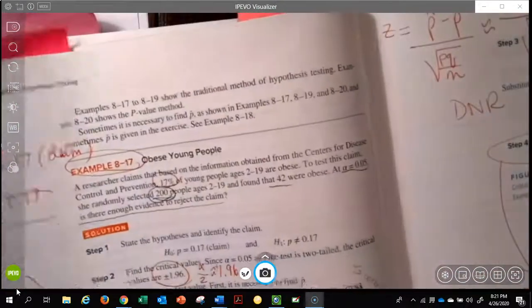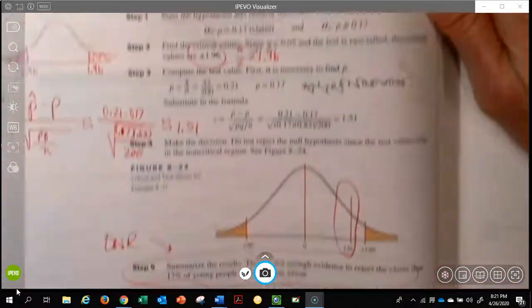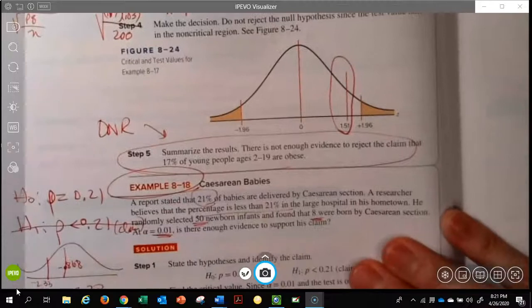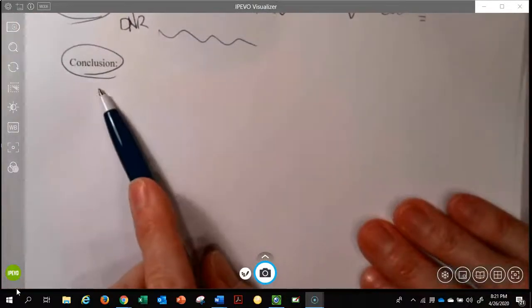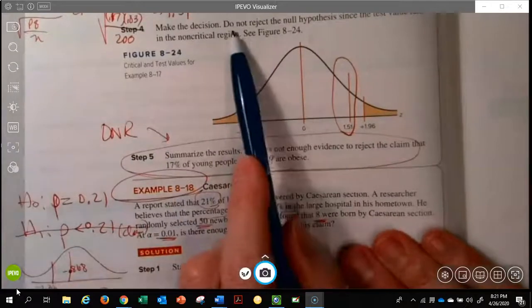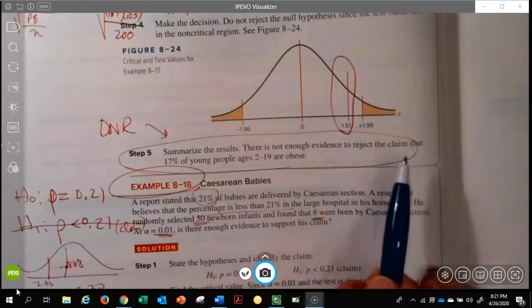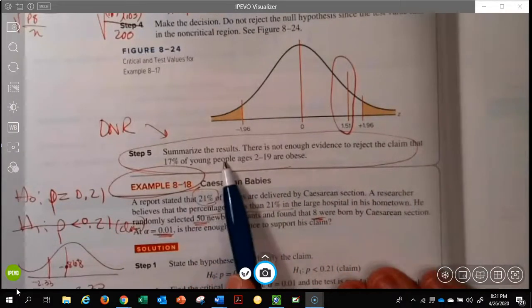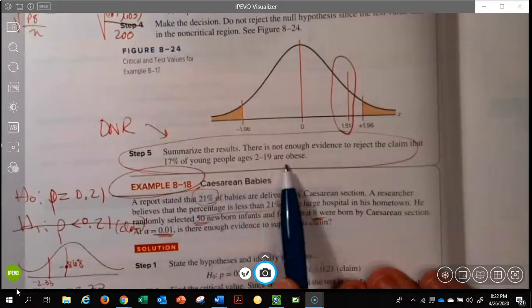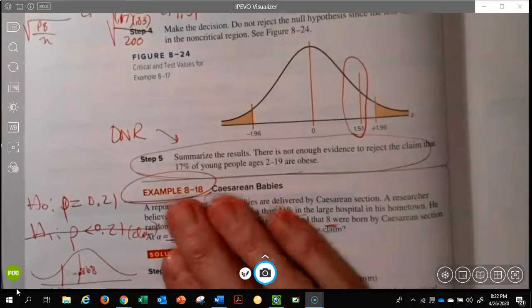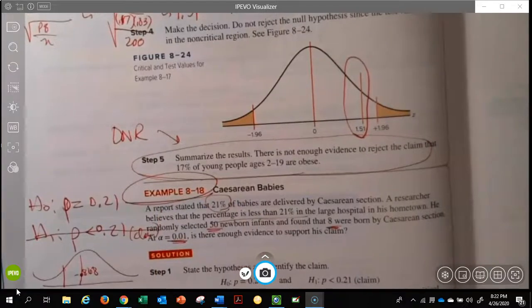The claim that. Let me go back and find where we were. And this is where you'll go up in the problem about what were we even trying to do. And they said, do not reject the null, summarize. So on the test, there will be a part for your conclusion, and you will say something like, there is not enough evidence to reject the claim that, and then you'll fill in what the claim was: 17% of the young people ages 2 to 19 are obese. And then you're done. You have another video to watch, and then you'll be working example 8.18, I hope, all by yourself.